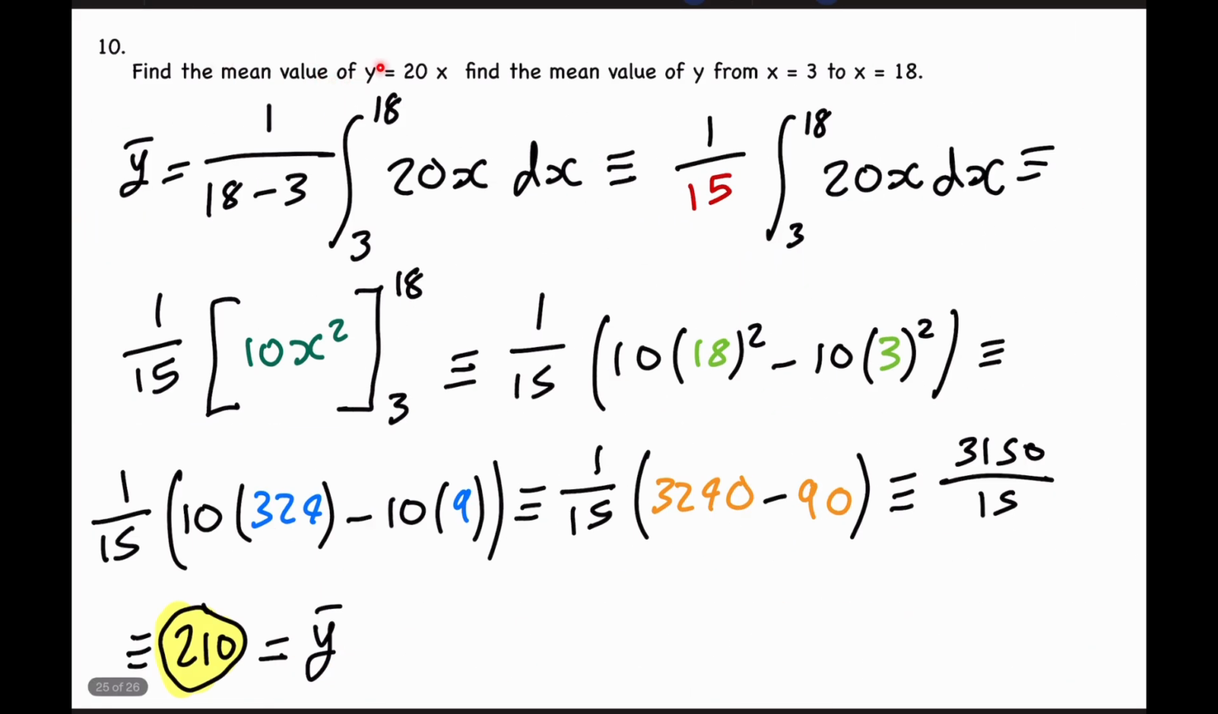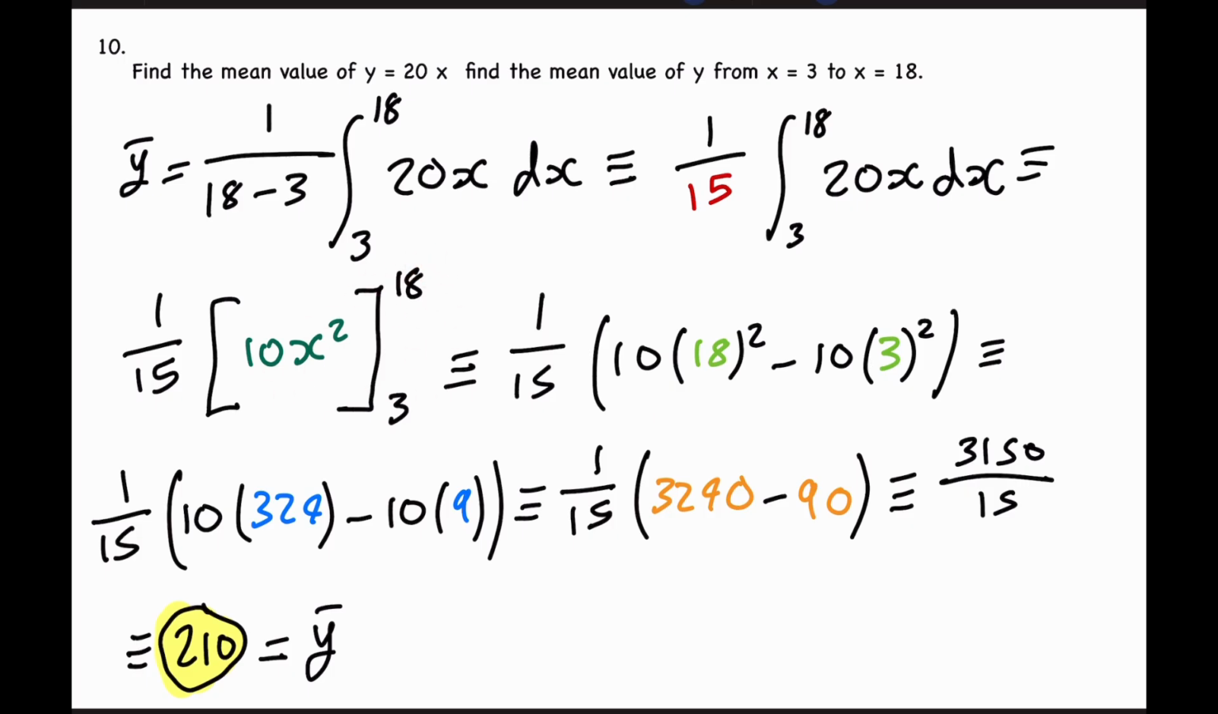So we're asked to find the mean value of y, where y is equal to 20x, between x equals 3 and x equals 18. So all we have to do is just substitute this into the equation, and we're going to get, so our function is 20x, and our range is between 18 and 3. So we'll do 1 over 15 between 18 and 3, and then integrate this. We'll just increase the power, so we get x squared, divided by, so 20 divided by 2, which is the new power, 10, and we will do 1 over 15 times that.